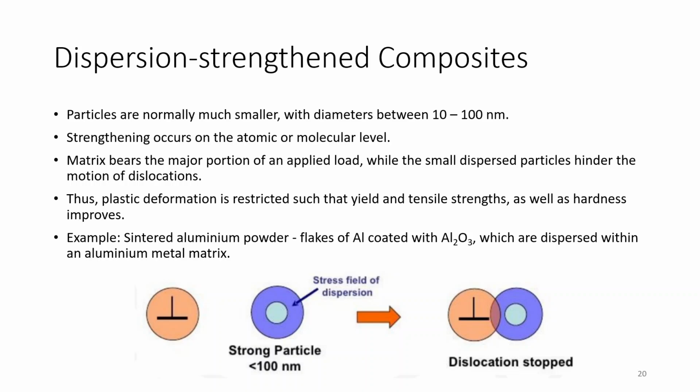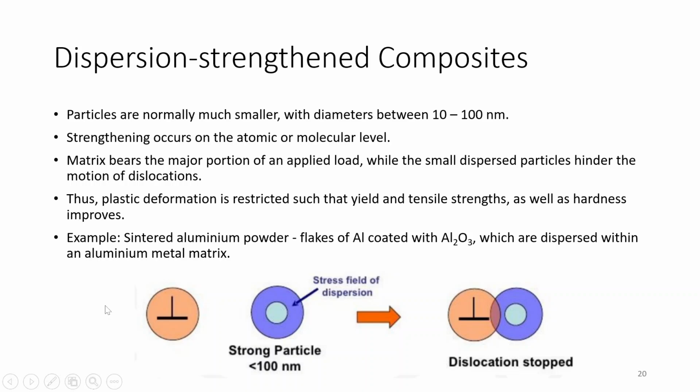Next is dispersion strengthened composites. In this case, particles are normally much smaller, with diameter between 10 to 100 nanometers, and the strengthening occurs on the atomic or molecular level. The matrix bears the major portion of an applied load, while the small dispersion particles hinder the motion of dislocations. Thus, plastic deformation is restricted such that yield and tensile strengths as well as hardness improve. Examples include sintered aluminum powder, which includes flakes of aluminum coated with aluminum oxide, Al2O3, dispersed within an aluminum metal matrix.